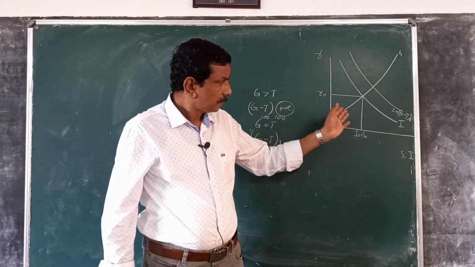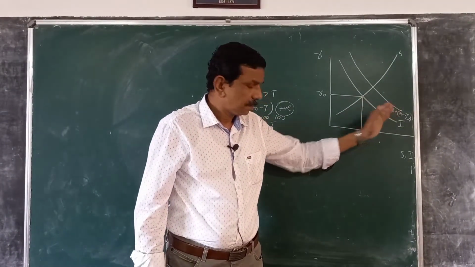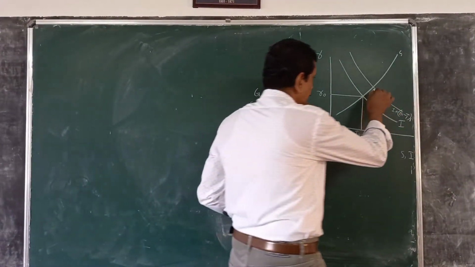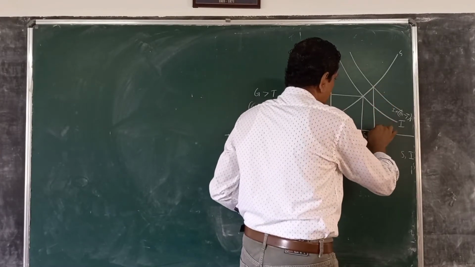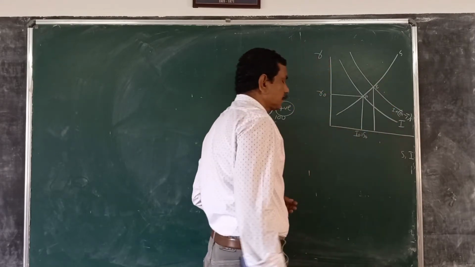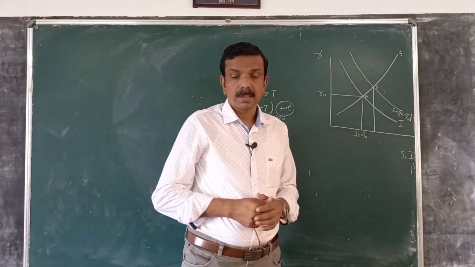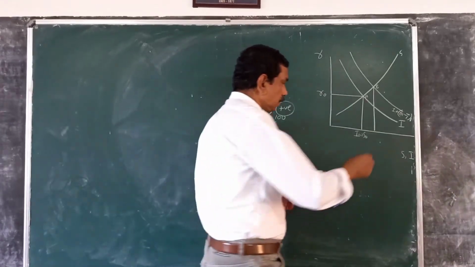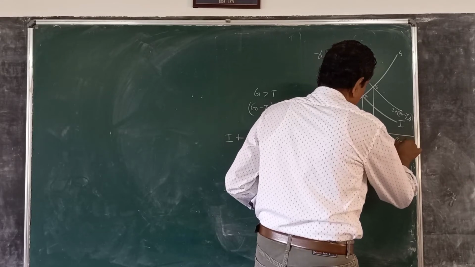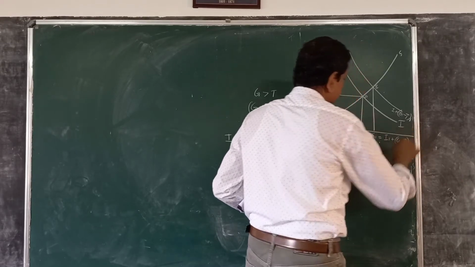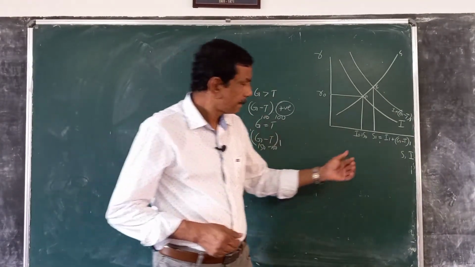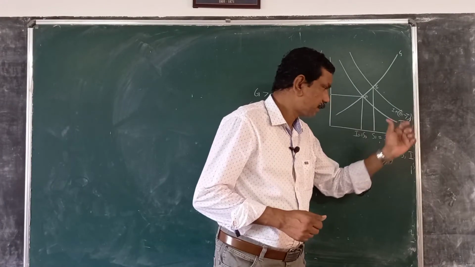So, there is a shift in the demand for loanable funds given by I plus G minus T1 and the new equilibrium. Initially the equilibrium was at A, now the equilibrium is at B. The new equilibrium occurs at B, where S1 is equal to I1 plus G minus T1.